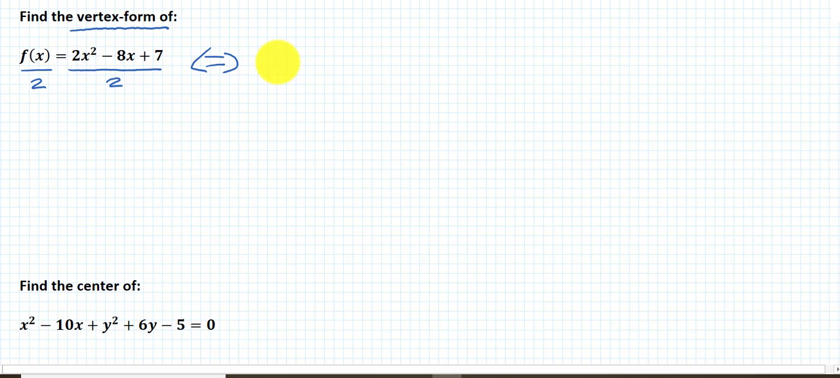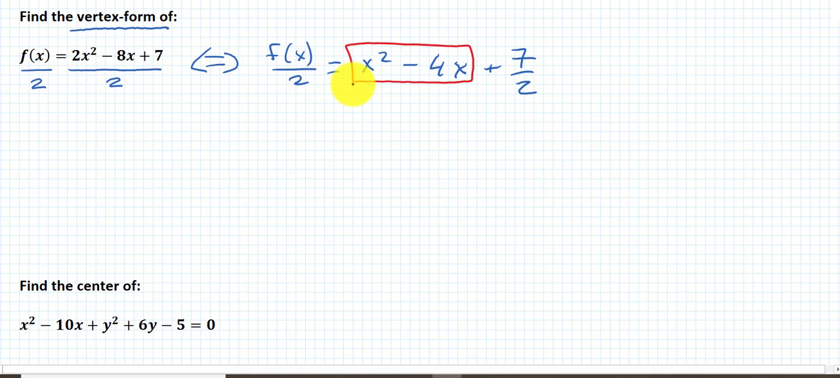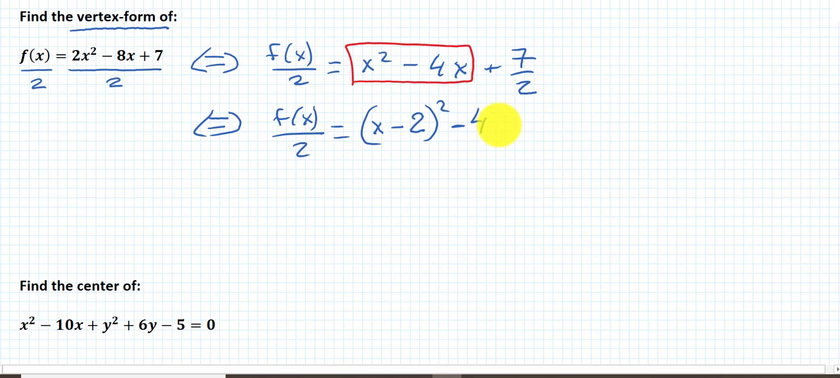So let's rewrite that. So I have f of x over 2 equals, so you've got to divide all three terms here by 2. So we have x squared minus 4x plus 7 over 2. Now I'm ready to complete my square right here. Okay, so what do I have? I have f of x over 2 equals x minus half of 4, 2, squared, minus the square of 2, which is 4, plus 7 halves.